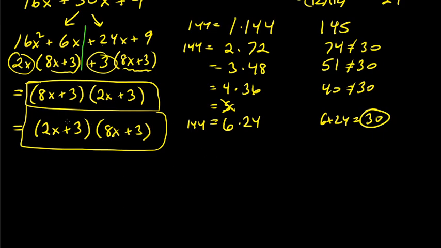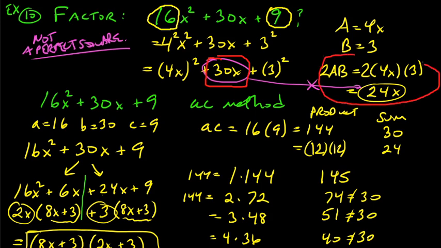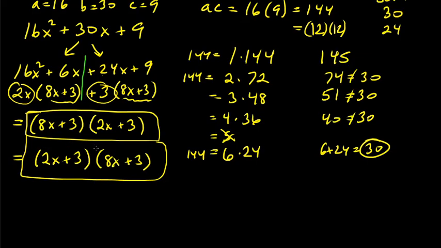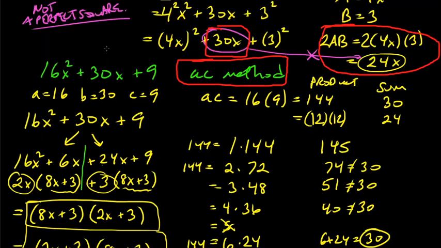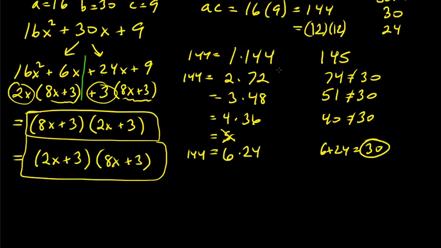Right. So there you go. This looked like it was going to be a perfect square because the first and the last terms were perfect squares. However, because the middle term, the 30x, is not the 2ab, it was not a perfect square trinomial, and that forced us to use the AC method, which again worked in this case, and it's not prime. Okay. All right. I guess I'll let you try one more, and then we'll move on.